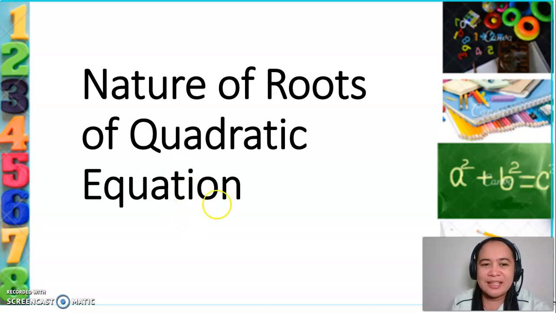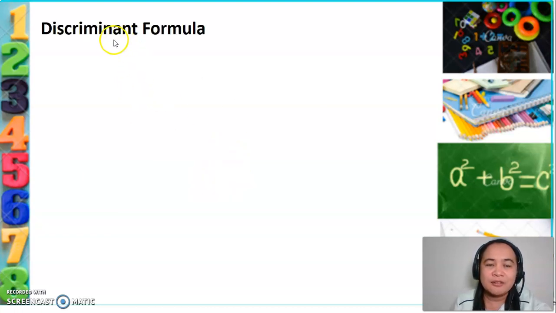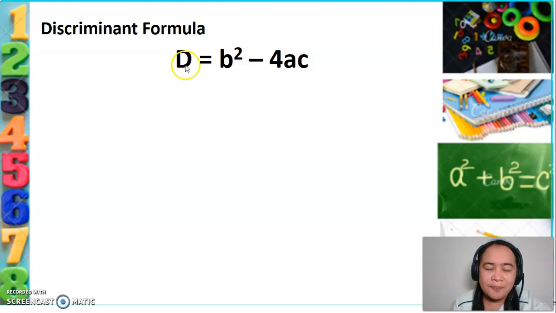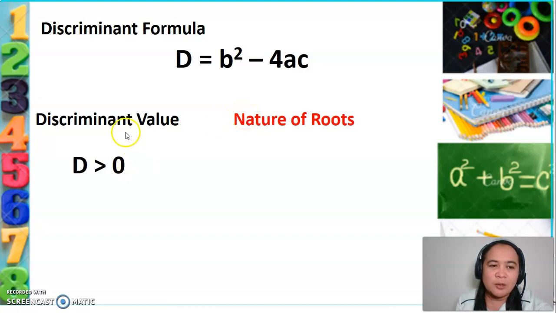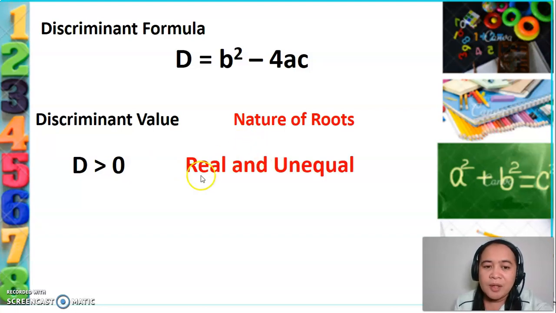Hello everyone. In this video, we will learn how to identify the nature of roots of quadratic equations even if we will not solve for the value for x. Now to do this, we will be using the discriminant formula, which is given as D equals b squared minus 4ac. Take note, if the obtained discriminant value is greater than 0, it means the nature of the roots are real and unequal.